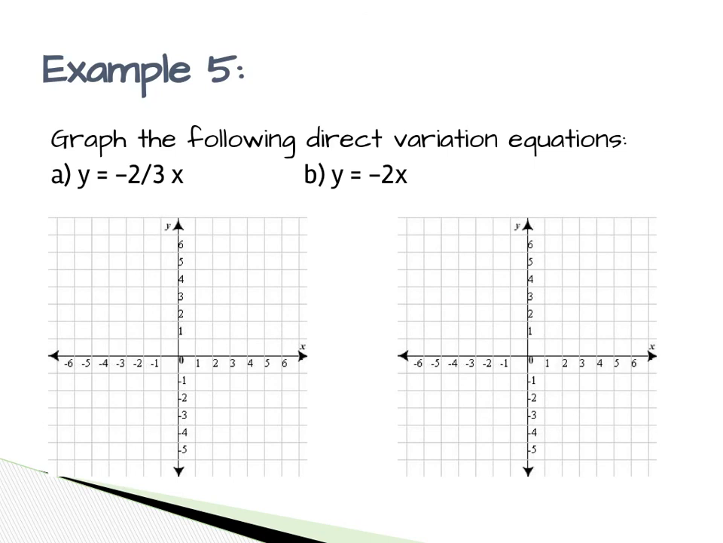Okay, you can try this on your own. Pause the video and I'll give you the answer in just a second. Okay, here are your graphs. The slope for the first one is -2 over 3, so it's going to go down 2, right 3, down 2, right 3. The slope for the second one is -2, so it's going to go down 2, right 1, down 2, right 1, down 2, right 1.